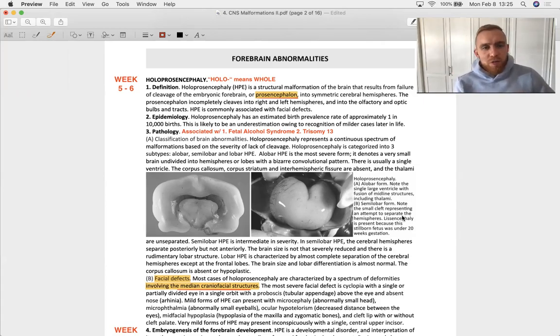And holoprosencephaly means you've got one brain. So it doesn't divide into 2 hemispheres. You've just got one big hemisphere. A couple of associations. Number 1, fetal alcohol syndrome. Number 2, Patau syndrome, trisomy 13.